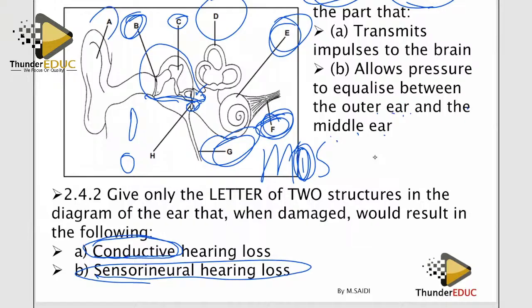So also F. They said give only the letter of two structures in the diagram of the ear. That's why you'll find that it's B and C, and then here you'll see it is E and F. E because it has the organ of Corti which senses, and F because the impulse will not be transmitted in terms of an electrical message. Neuron, you see? And then this is sense. So the sensing is here in the cochlea, while the neuron is the F.